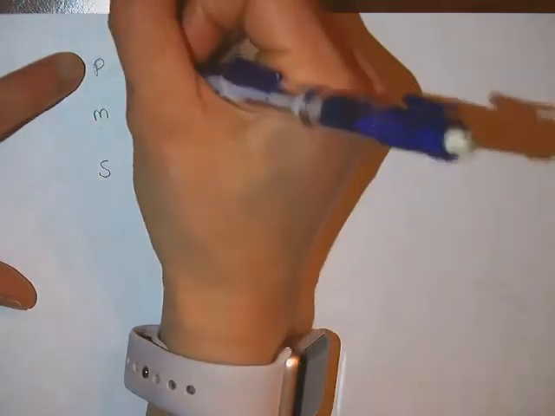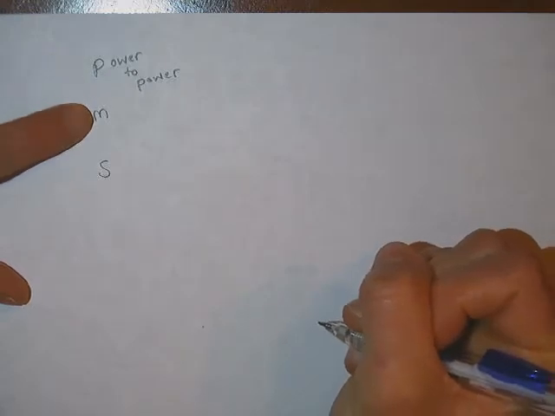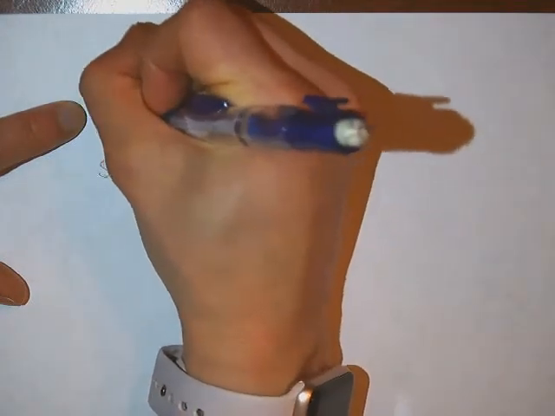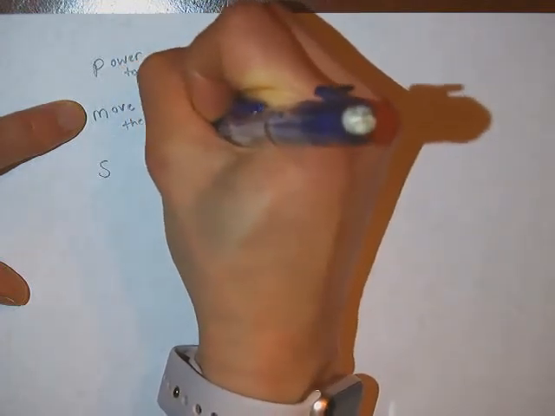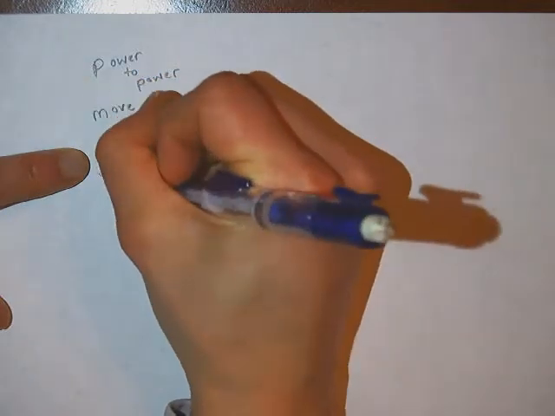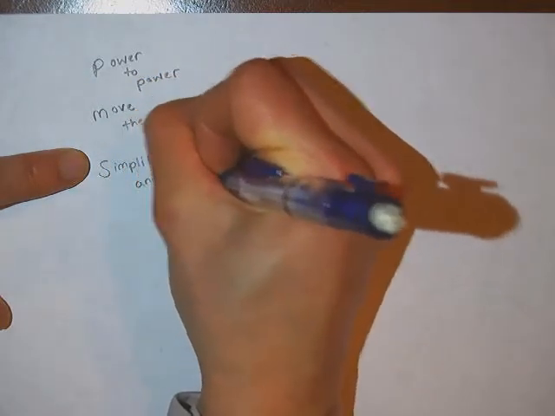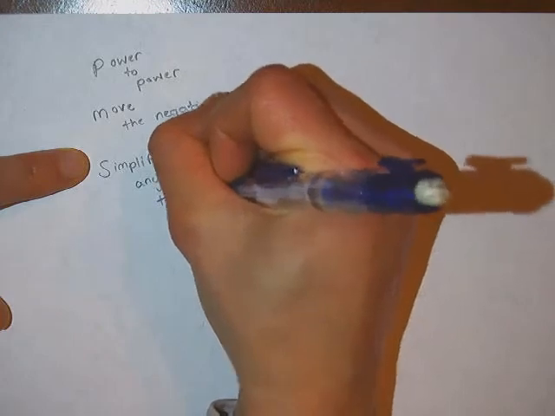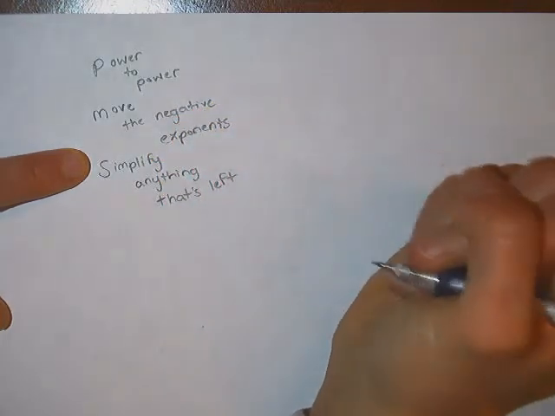So the P in the math world stands for power to a power. This is the first thing you want to do when simplifying harder problems. The next part, the M, stands for move negative exponents, or the ones that have negative exponents with them. That's the second thing you want to do. And then the last thing that you'll do is simplify anything that's left. So any of the other rules that need to be done, or if you need to simplify numbers, like we did that 8 to the third, then you have to do that.